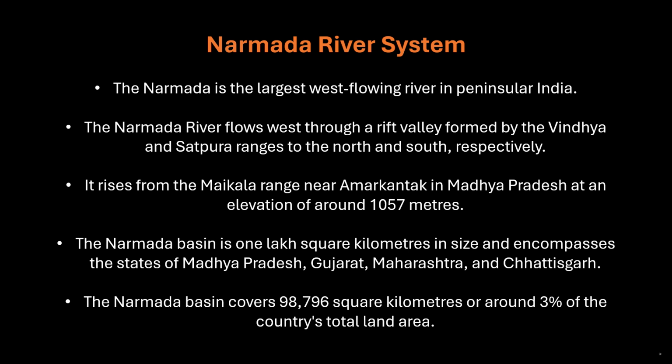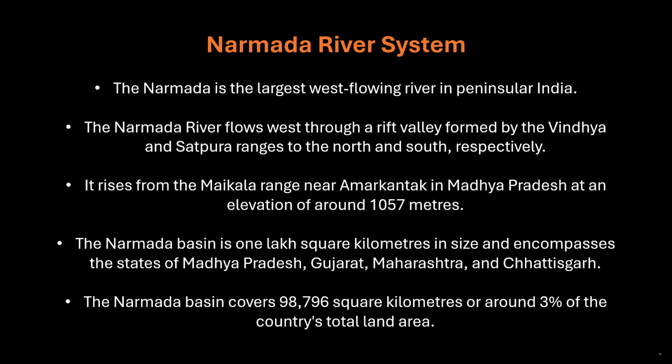The Narmada River flows west through a rift valley formed by the Vindhya and Satpura ranges to the north and south, respectively. It rises from the Maikala range near Amarkantak in Madhya Pradesh at an elevation of around 1,057 meters. The Narmada Basin is 1 lakh square kilometers in size and encompasses the states of Madhya Pradesh, Gujarat, Maharashtra, and Chhattisgarh.